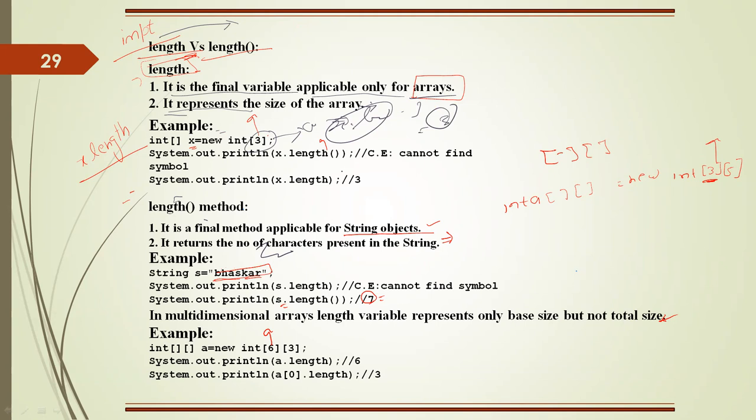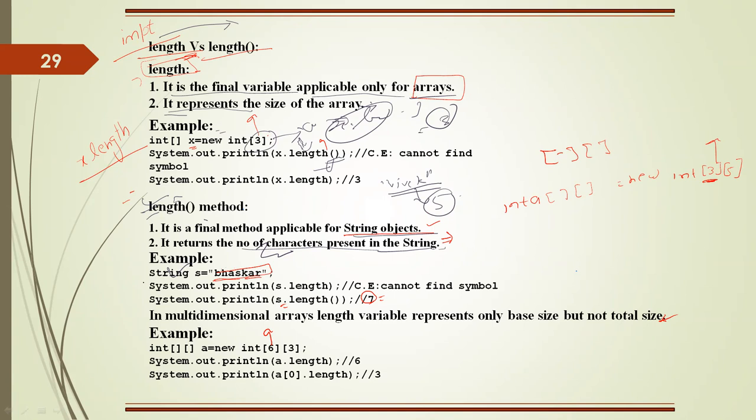If you use x.length(), as a method, you will get a compile time error, cannot find method, because it doesn't belong to arrays. It belongs to strings. Length is a final method applicable for string objects. It returns the number of characters present in the string. If you take Vivek, how many characters are there? 5. So it will return 5.